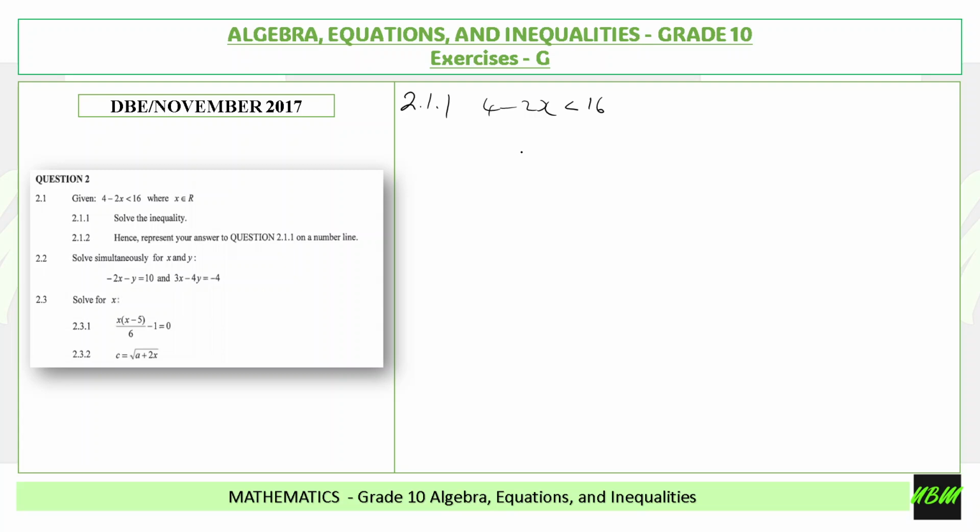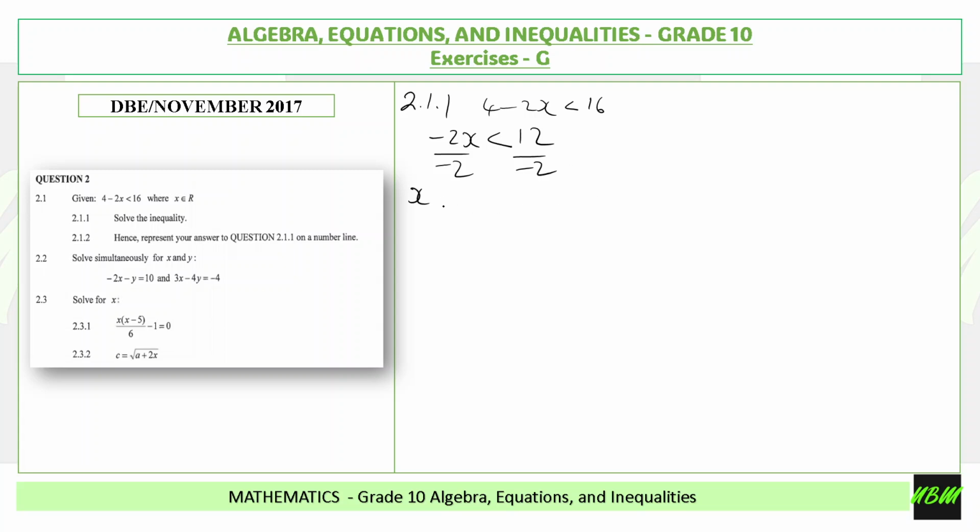So the first step, let's transpose 4, subtract 4 from both sides. We get minus 2x will be less than 16 minus 4, which is 12. Then what do we do? To solve for x now, divide both sides by negative 2.